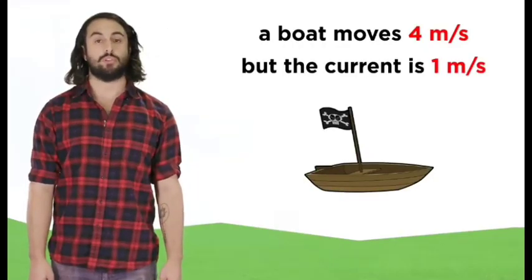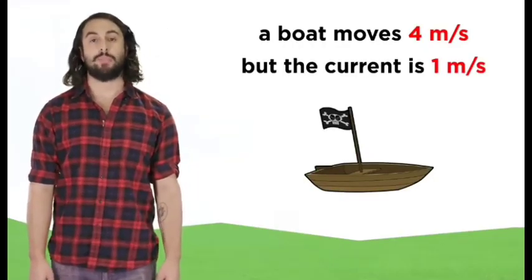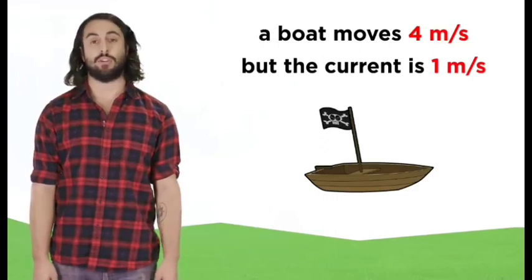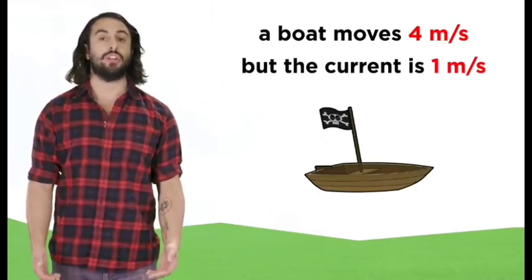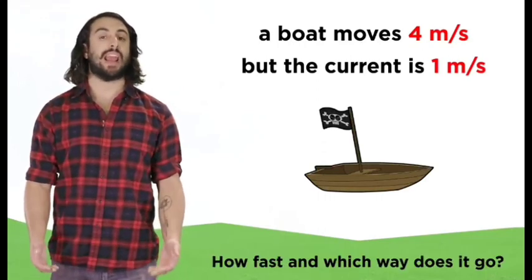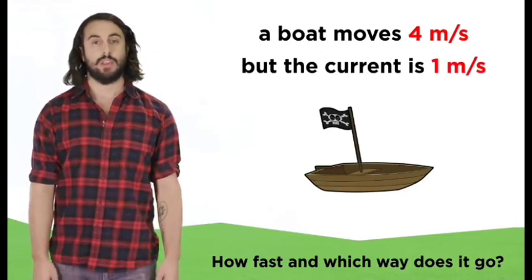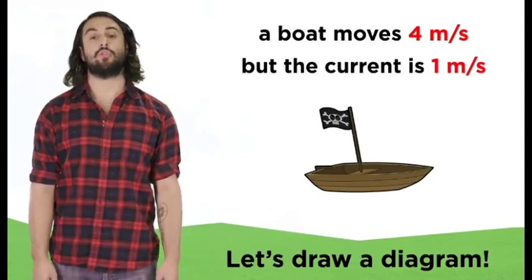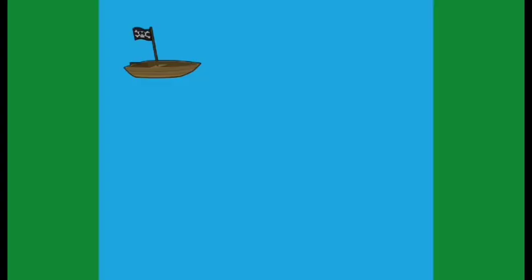Say you are in a boat traveling across a river, and the boat typically moves at 4 meters per second in still water. But the current is pushing you downstream at a rate of 1 meter per second. What is the speed and direction of the boat? To answer this and almost any other problem we study in physics, it is best to draw a diagram first. Here's a top-down view of the river and the boat. Let's draw a vector that is horizontal with a magnitude of 4. We then need another vector to represent the current. That will point straight down and have a magnitude of 1.